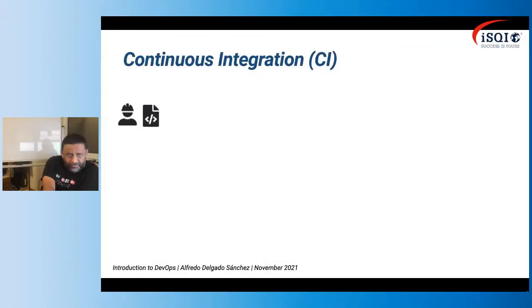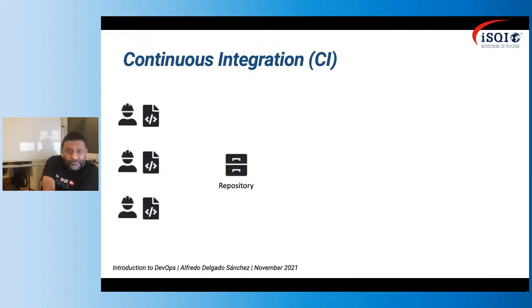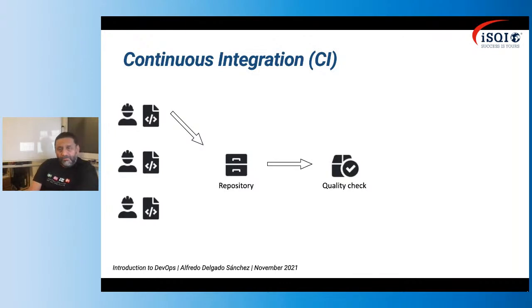Here we can see it graphically. We have different developers, and we have also one central repository. When one developer does some changes on the code, they push the changes on the repository. Automatically, the continuous integration tooling realizes a quality check, and if the quality check is correct, we build the software with the change that was made.